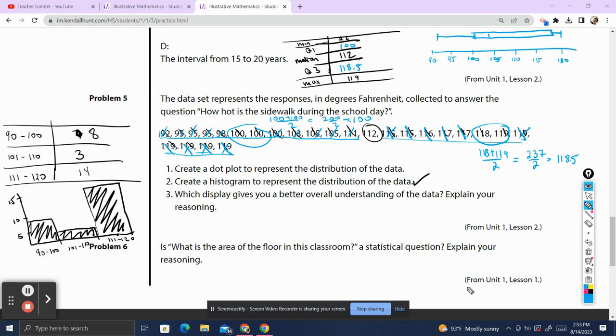The area of the floor does not change. Because everybody has the same answer, we know this is not a statistical question. A statistical question is when the answer changes from time to time. So in this case, is the area of the floor of this classroom a statistical answer? The answer is no. Anyways, we have just finished lesson 3, problem set.